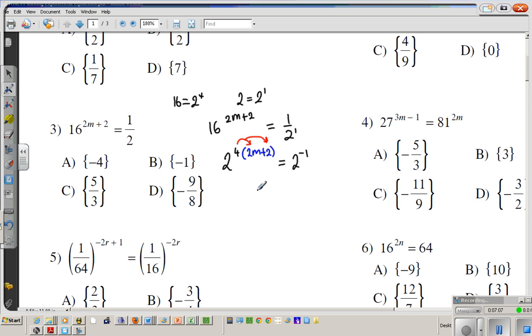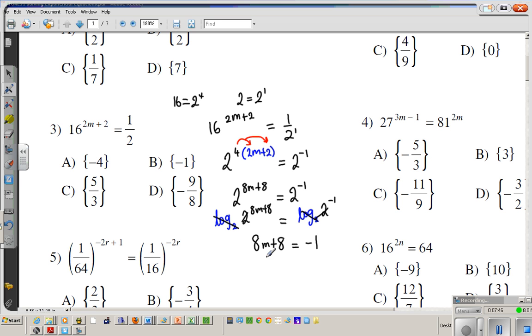So we're going to have 2 to the 8m plus 8 equals 2 to the negative 1. Now how do we get rid of the 2's? The legal way to do this is by taking log base 2 of both sides. Log base 2 of 2 to the 8m plus 8 equals log base 2 of 2 to the negative 1. Alright? So that cancels out with that, and that cancels out with that. So we have 8m plus 8 equals negative 1.